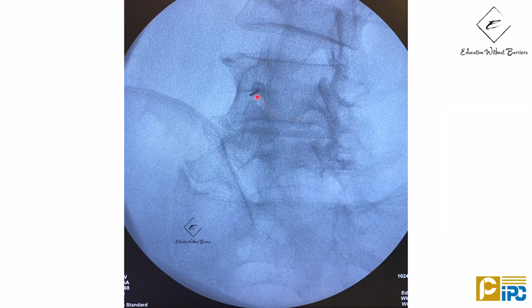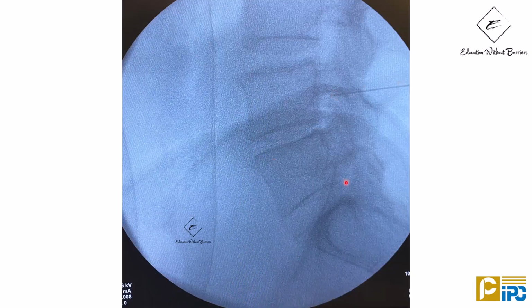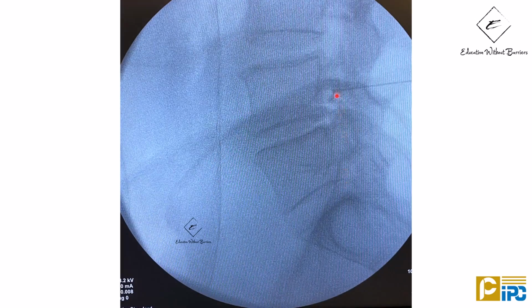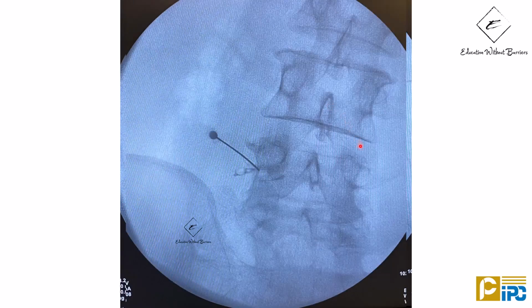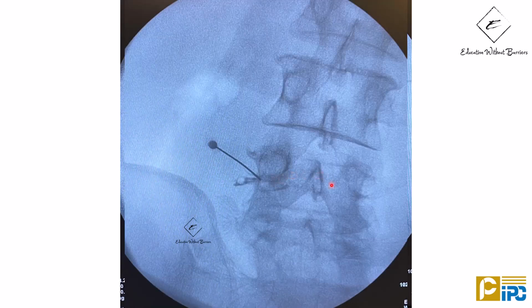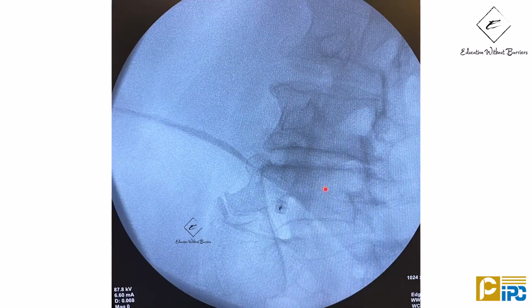Okay, so this is again a sub-pedicular approach. You can see the Scotty dog. You can see the superior articular process of the S1 and the needle's right in the middle. The depth is adequate for the supraneural approach. I've given the contrast, it's flowing there. I can see that. And in the AP view, I can see the contrast spreading like this, and there is some contrast over here as well. And if I put some more contrast, you can see it clearly.